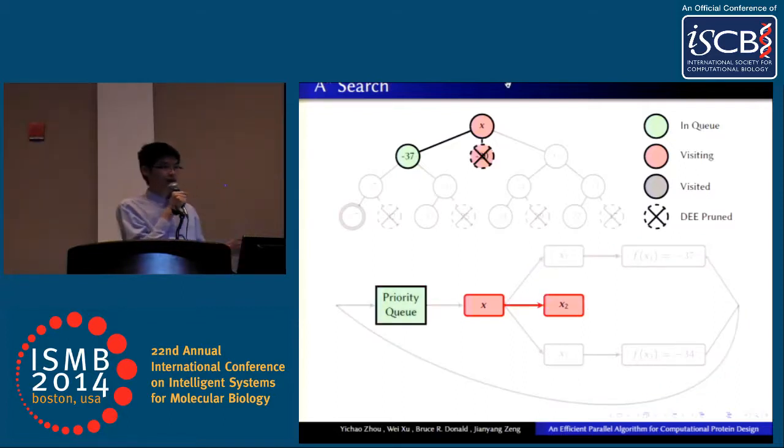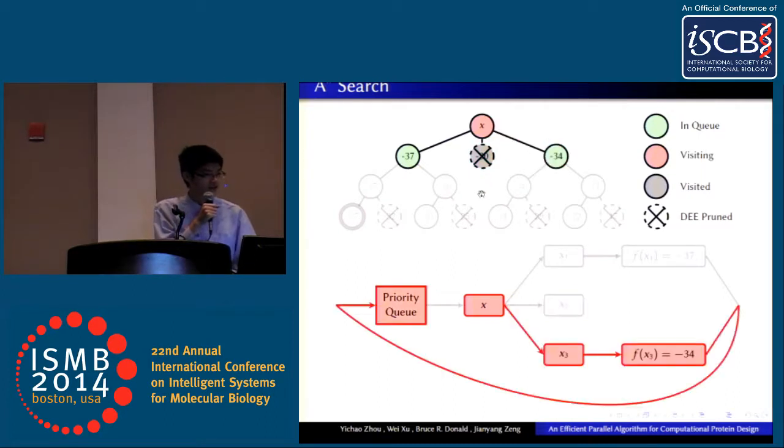The second child for node X is proven by the dead-end elimination algorithm, so we can safely ignore it. The third node is just the same as the first node. We calculate its heuristic function value, and we push the value back to the priority queue. Okay, now there are two nodes in the priority queue. The A-star search algorithm will choose the one with minimum heuristic energy to start its second round of expansion.